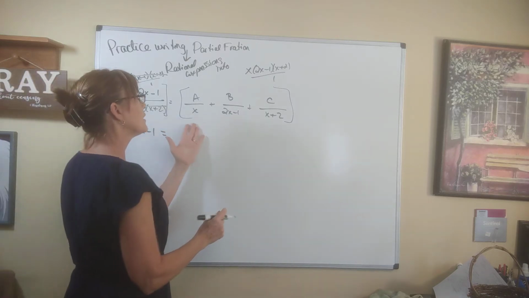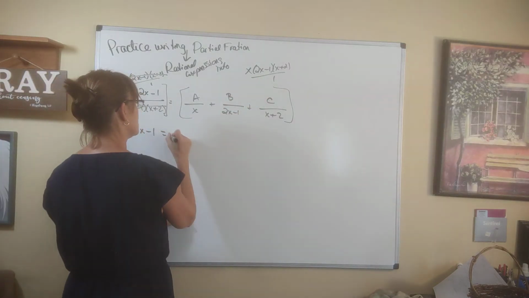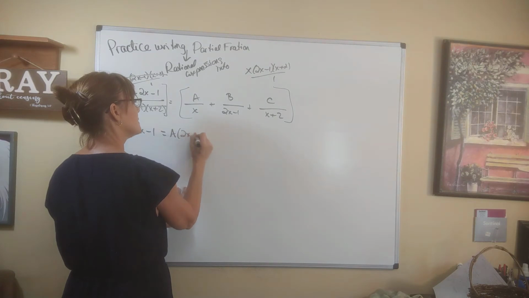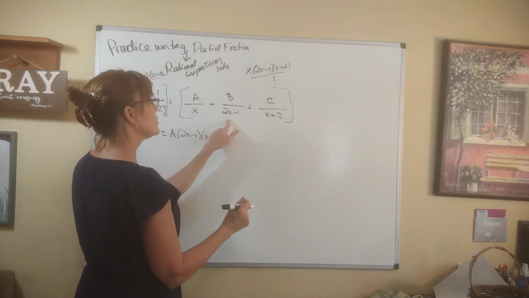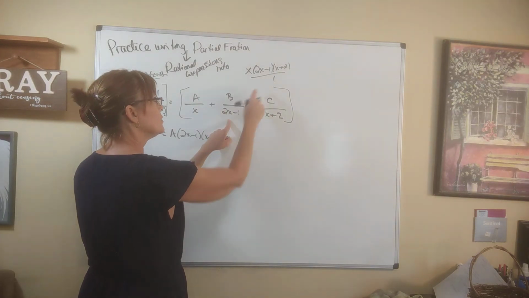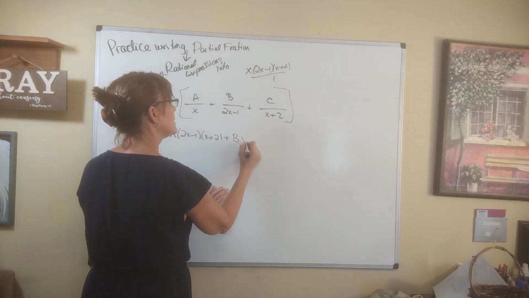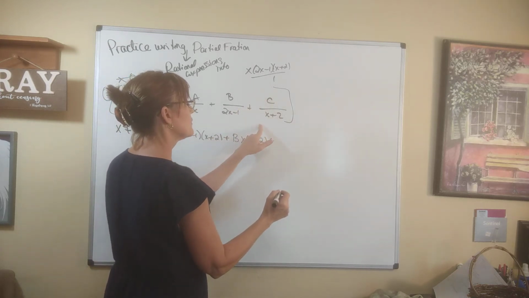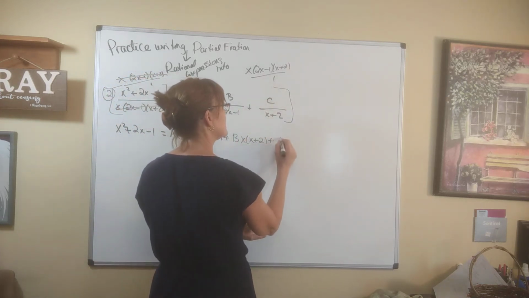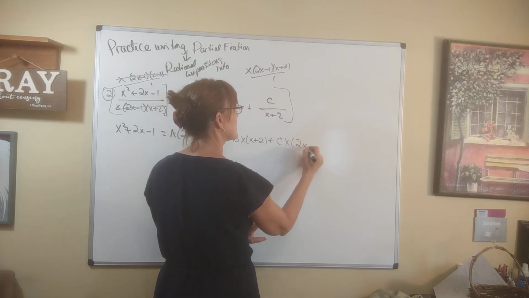Over here, A over x times this. The x's will cancel. I'm left with A times (2x minus 1) times (x plus 2). B over 2x minus 1 times this. The 2x minus 1 will cancel. I'm left with B times (x plus 2). C over x plus 2 times this. I'm left with Cx times (2x minus 1).